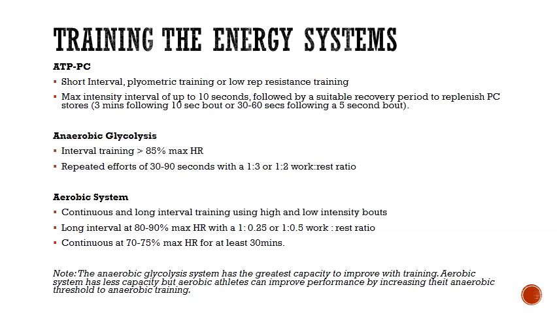training, and your recovery period would be less than your exercise period. So your work to rest ratio, your work would be higher than your rest. Or you could also do continuous training, and you'd want to be doing that for at least 30 minutes if you're doing moderate intensity. And a little note down the bottom, the anaerobic glycolysis system has the greatest capacity to improve with training. Your aerobic system has less capacity to improve, but you can improve your aerobic performance by increasing your anaerobic threshold through anaerobic training.